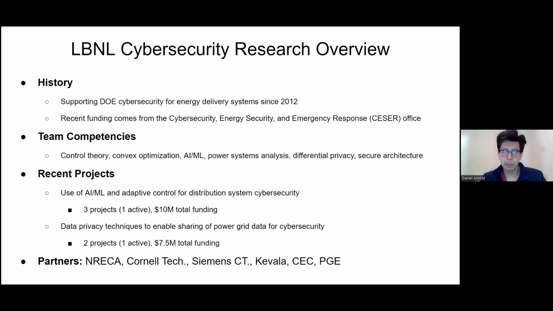The work we do would not be possible without the expertise of some wonderful partners we have. NRECA is a trade organization that represents electric cooperatives. As I understand, in North Dakota, the vast majority of the geographic landscape is served by electric co-ops. You guys might even be powered by co-ops right now. And NRECA is an organization that represents their interests. So we partner with them quite often. We have a very rich partnership with Cornell. We work a lot with Siemens, and we have Kevala as a startup company in the Bay Area that's doing some great work at the intersection of AI and power system modeling, the California Energy Commission, Portland General Electric, and we have a variety of other partners as well.